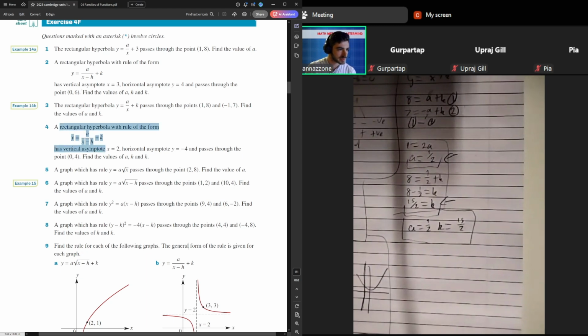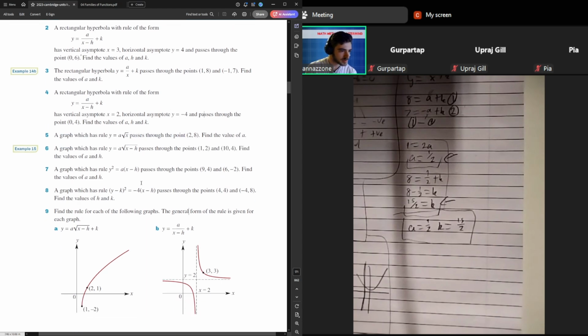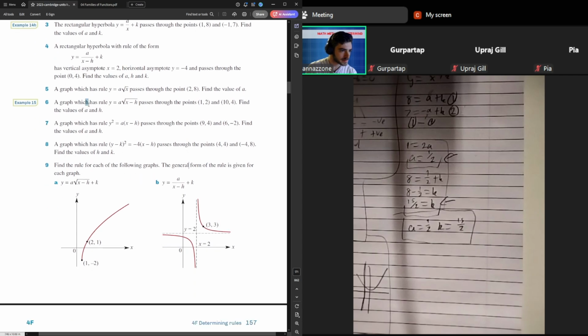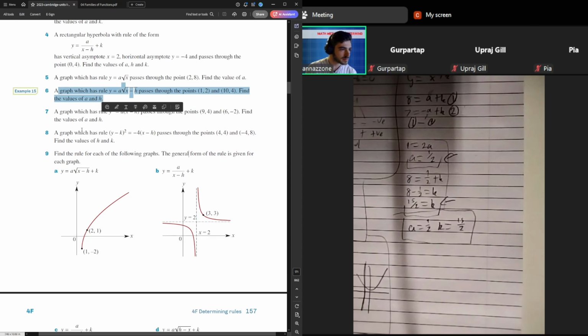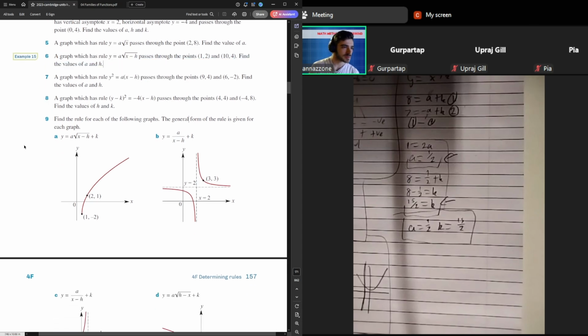Question 4, we basically already did in question 2. Question 5 is a root, but it's still as trivial as 1. Let's see. Question 6. Yeah, okay. We'll have a look at question 6. So you've got some square root with a bunch of unknowns, specifically 2 additional unknowns in there, and it's going through 2 points. What do you think we do in this circumstance?